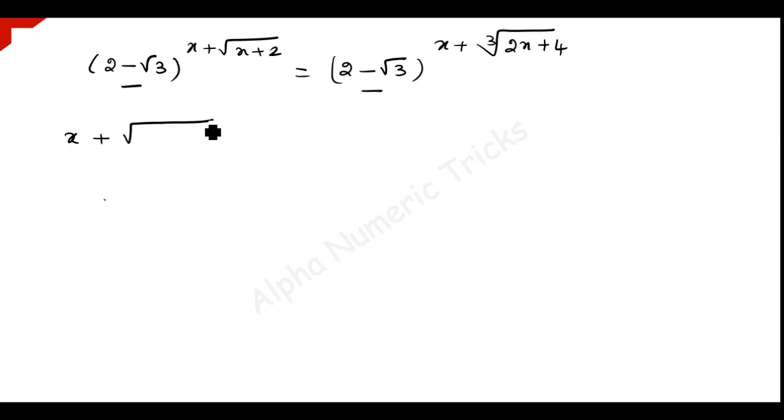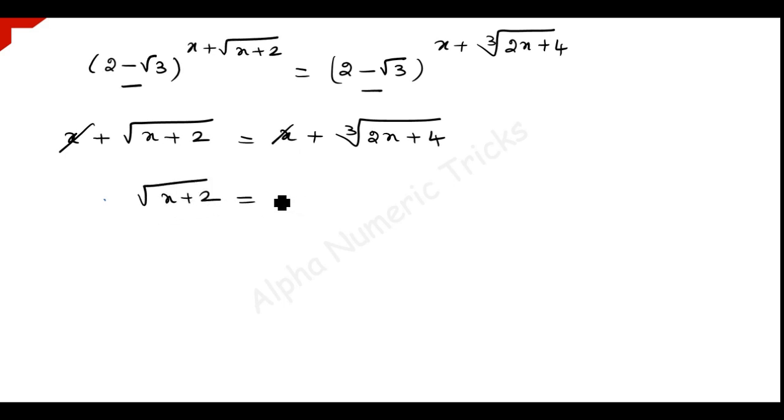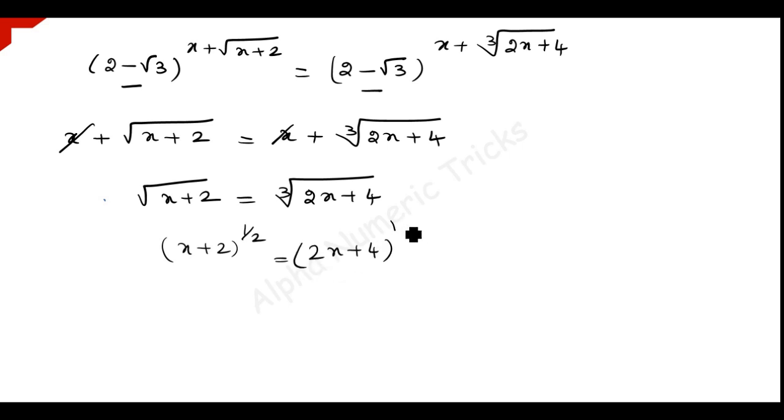Okay, same base, so we can equate the powers. So we have x plus square root of x plus 2 is equal to x plus cube root of 2x plus 4. So on both sides you have positive x, these two terms get cancelled. So we have square root of x plus 2 is equal to cube root of 2x plus 4. Okay, so when you square on both sides, this square will be eliminated. Here you have a square, isn't it? Or you can write this as x plus 2 whole to the power half is equal to 2x plus 4 whole to the power 1 by 3.